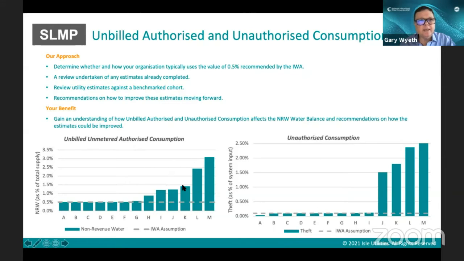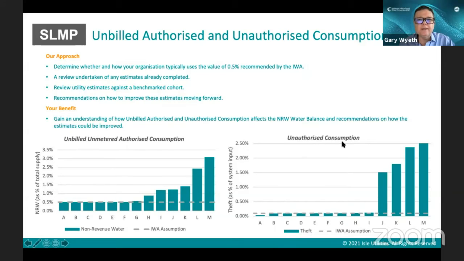or some utilities start to try and make estimates based on how much flushing operations went on, how many tankers they think were filling, how many fires. Sometimes they can get the fire brigade department to actually tell them how much water they think that they used. And you can start to develop some estimates like this. So there are two different options here. And under the SLMP, we do a review of your estimates, how these assumptions are made.